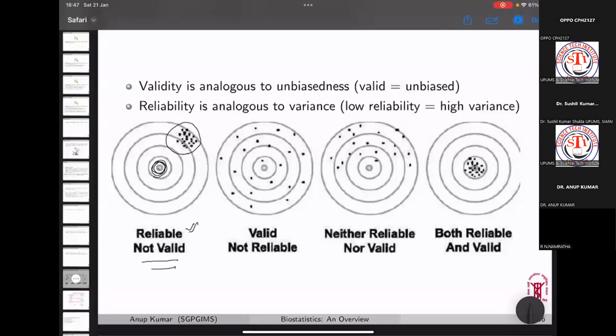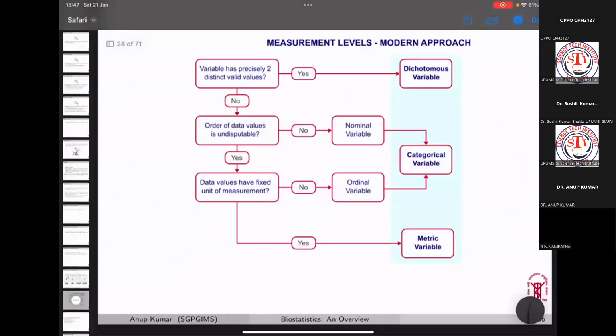The second measurement is valid because when we take the average of all these, it is going to be equal to this. So this measurement process is valid, but it is not reliable, because with these changes, the values are very much scattered from each other. This is neither reliable nor valid. And if the measurement process is something like this, then we can say this is both reliable and valid. So this is all about measurement.